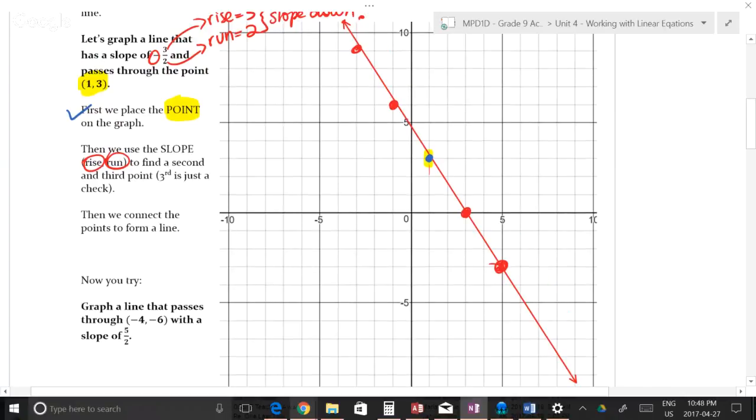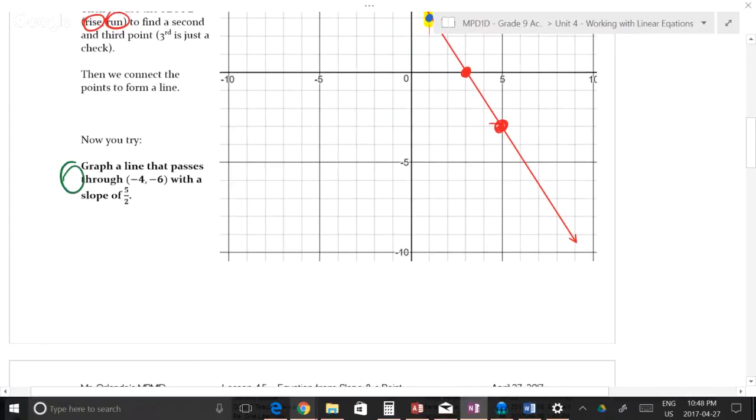I want you to do the same for the next one. Pause the video, and I'll put this one on. I'll assume that we're back. And again, first we put the point on. So I'm going to go to -4, -6. And that's right down here. 4 to the left and 6 down.